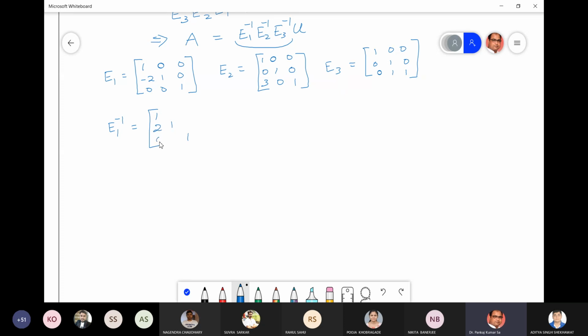So this becomes 2, 0, 0, 1, 0, 0, 0. E2 inverse is equal to 1, 0, 0, 0, 1, 0, minus 3, 0, 1. E3 inverse is equal to 1, 0, 0, 0, 1, 0, 0, minus 1, 1. Okay.